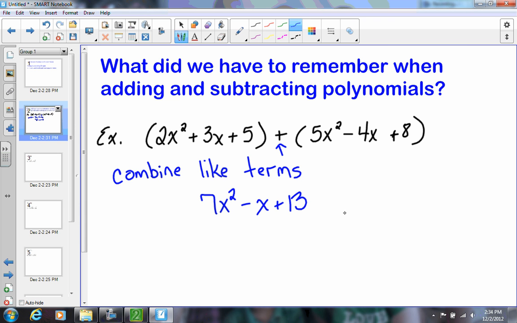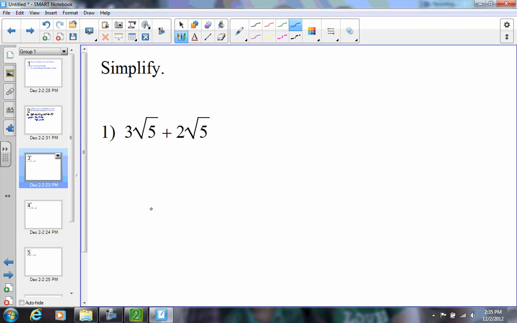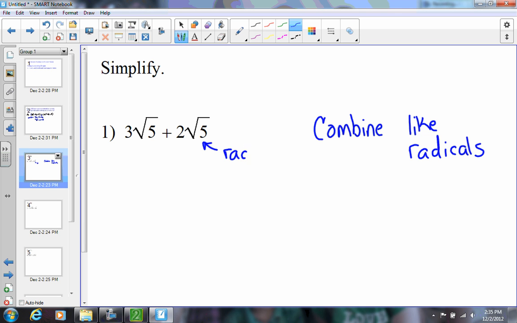And so we got our answer, 7x squared minus x plus 13. Well, just like with polynomials, when we have to combine like terms, when we are dealing with radicals, in this case we're just looking at square roots, we have to combine like radicals. Now, when I say combine like radicals, they have to both be square roots. So if one was a cube root, I couldn't combine a cube root with a square root. The other thing is that the part underneath the radical sign is called a radicand. So the radicands have to be the same.